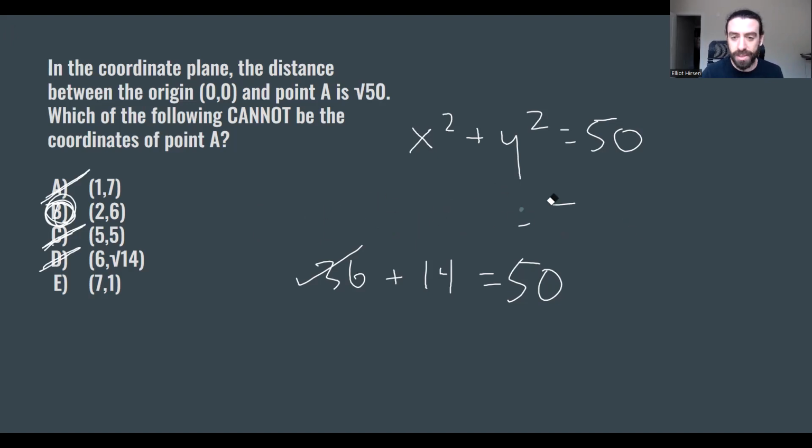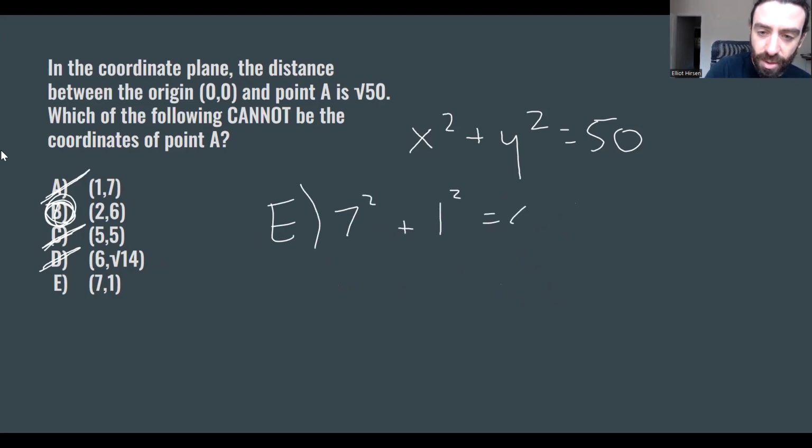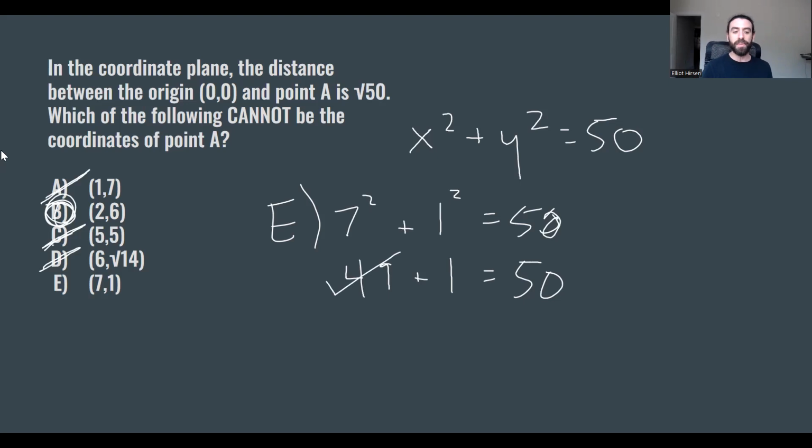Let's do it one more time, as I'm sensing confidence is growing here, which is great. That's what we're doing here today, building some confidence for test day. Answer choice E, that's not what we're looking for. Answer choice E says that 7 squared plus 1 squared should equal 50. And again, that's 49 plus 1. Does that equal 50? Most assuredly, it does.